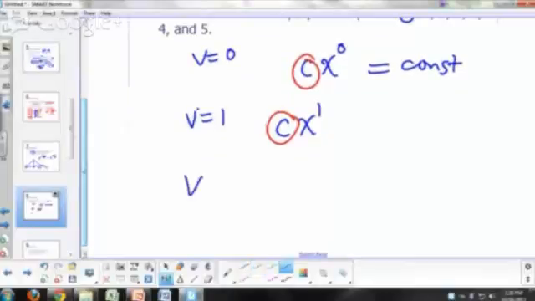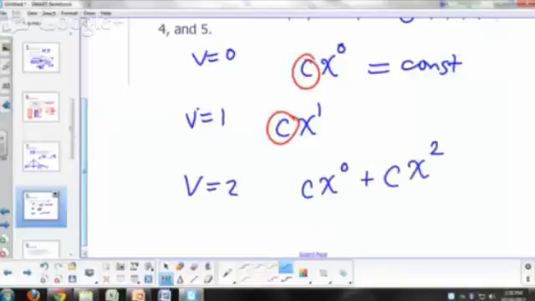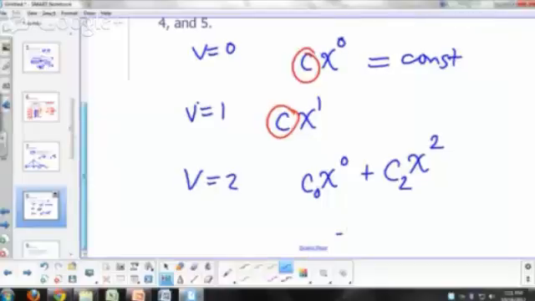For v equals 2, what would your polynomial look like? A constant times x to the 0 plus another constant times x squared. You're only going to get even powers up to whatever v is. To distinguish between these two constants, I'm going to call the first one c0 and the second one c2. So your function is going to be c0 plus c2 x squared. That's the polynomial part.